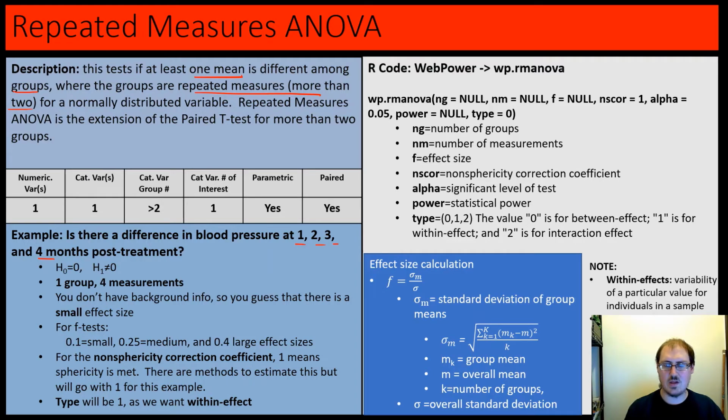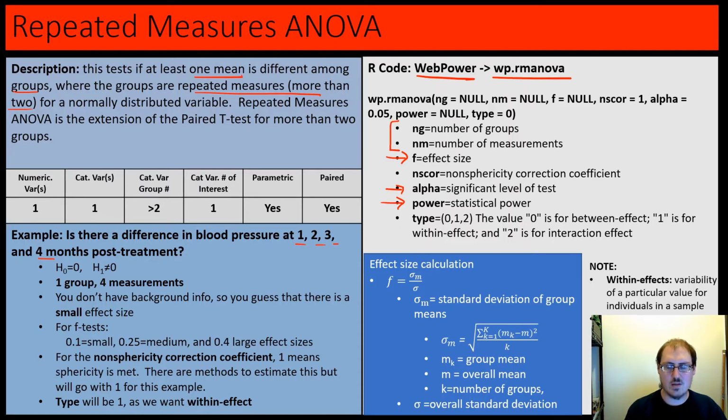We're going to be using the package WebPower and the function wp.rmanova. It's going to take a few more things here. Let's just start with the things we know about. So effect size, our alpha and our power, so that's going to be okay. Then let's go with these things up here.